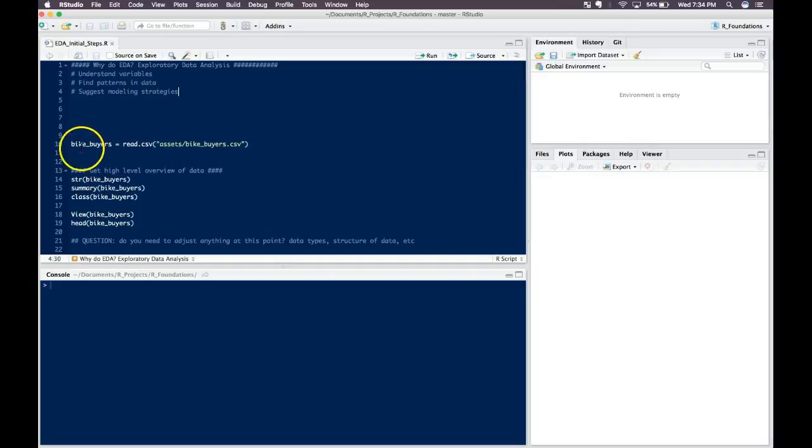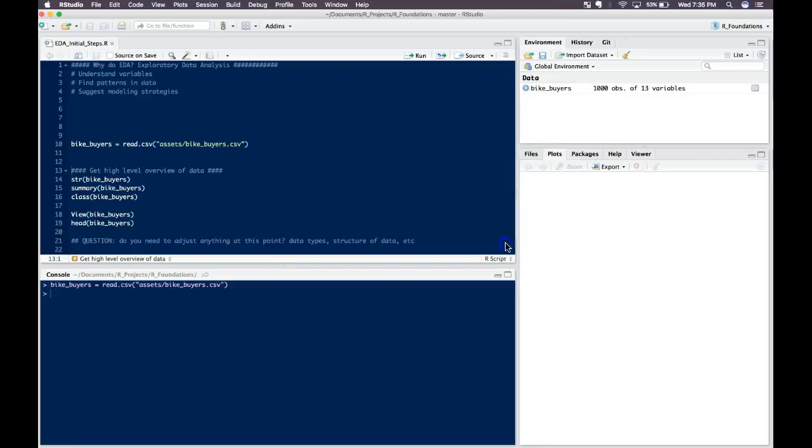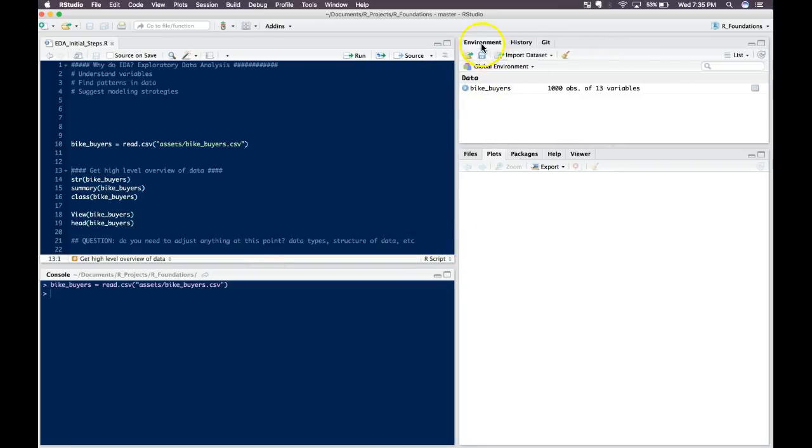So I'm going to be using a dataset called bikebuyers.csv. I'll try and include the dataset in the description of the video. And we're just going to go ahead and save it in the bike buyers variable name. So if we look up here, just a quick check, in our environment tab, we see that we successfully read in the data, 1,000 observations of 13 variables.